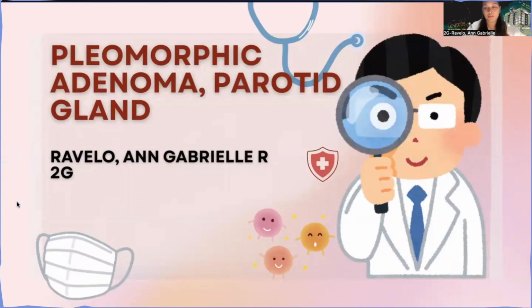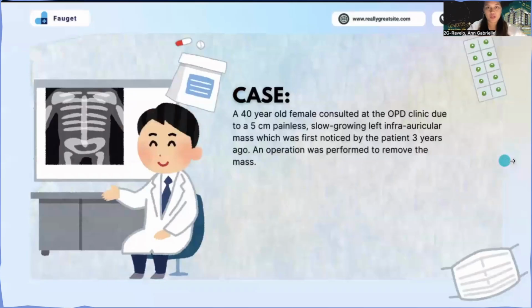Pleomorphic adenoma of the parotid gland. So we are given a case of a 40-year-old female consulted at the OPD clinic due to a 5 centimeter painless, slow-growing left infraauricular mass, which was first noticed by the patient 3 years ago. An operation was performed to remove the mass.